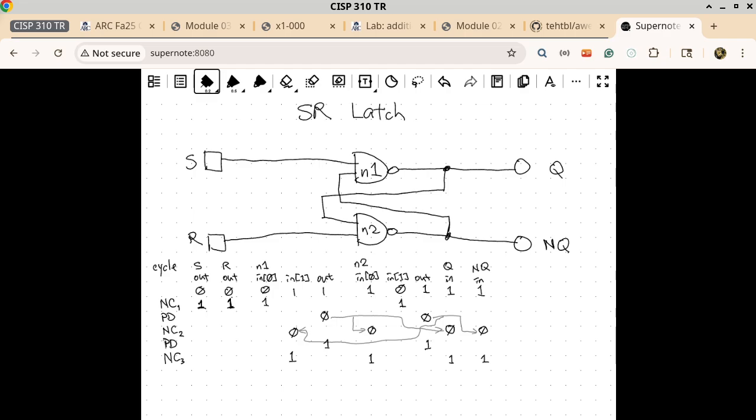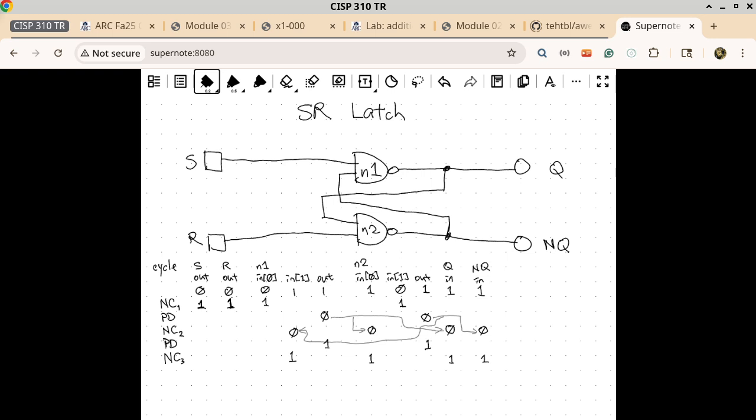Are we good so far? All right. So that means the current configuration of this SR latch does not end up with a steady state. Instead, it is an oscillator. It will keep oscillating. The outputs Q and NQ would just go from 1 to 0, back to 1, back to 0, back to 1, back to 0, and then 1, 0, 1, and so on. Are we good so far?